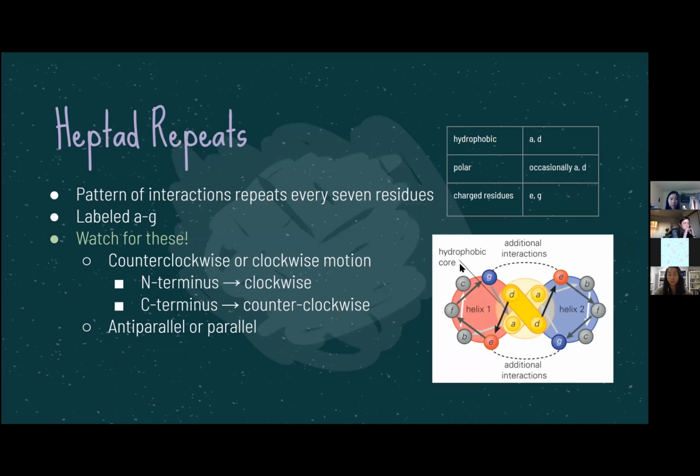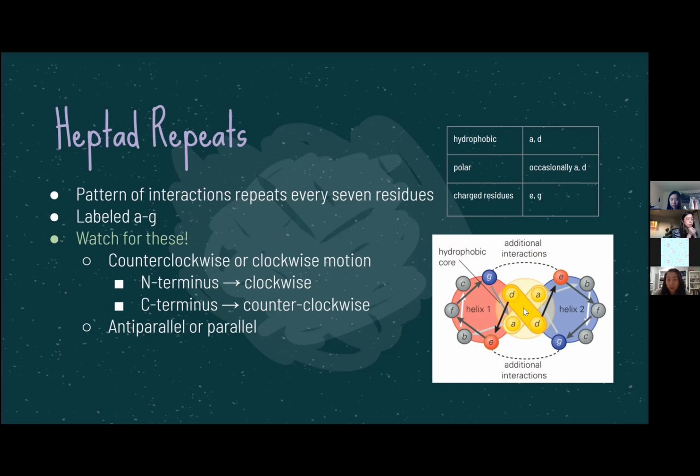Moving on to the specifics of what makes this interaction happen, we have this handy table that shows what types of residues are usually at these positions. First we can see that we have a parallel coiled coil here, and we can start with the A position. We're going clockwise in this scenario, which means that the N-terminus is on the top and we're looking down. Same thing for the other one. The A and D residues will be the ones interacting at the surface.